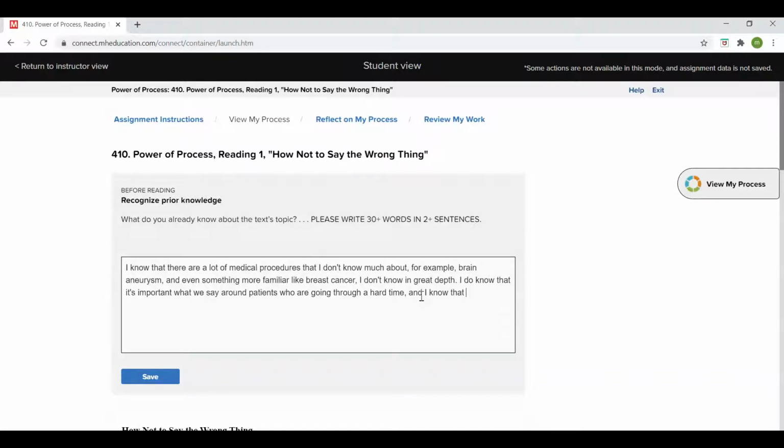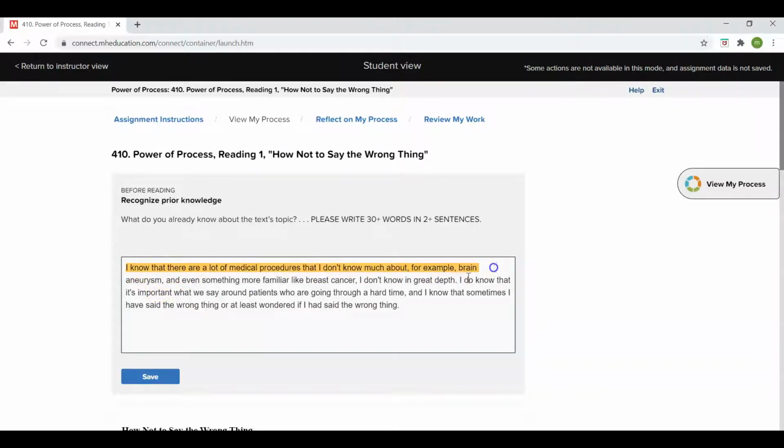And I know that often, I'll say sometimes, I have said the wrong thing, or at least wondered if I had said the wrong thing. I'm not going to bother with pasting this in the Word document. It is definitely 30 words.